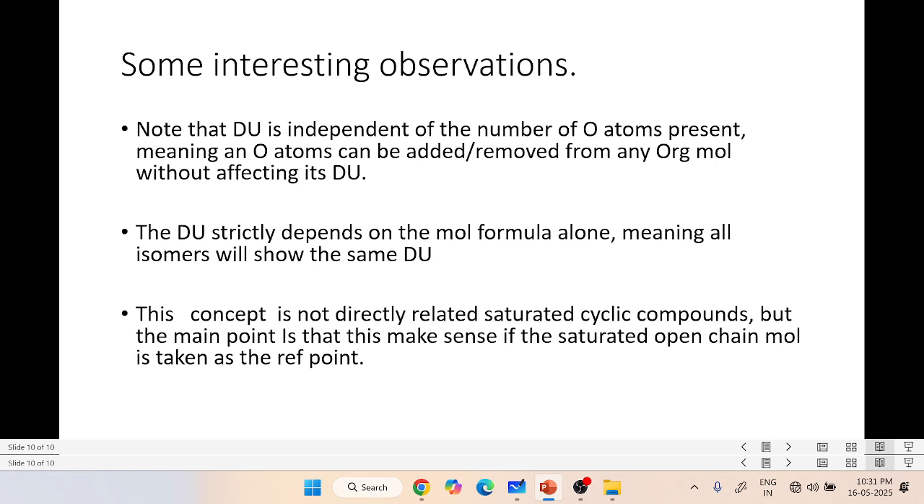And this concept is not directly related to saturated cyclic compounds. But the main point here is that this makes sense if the saturated open chain molecule of that particular compound, with the same carbon atoms, is taken as a reference point.